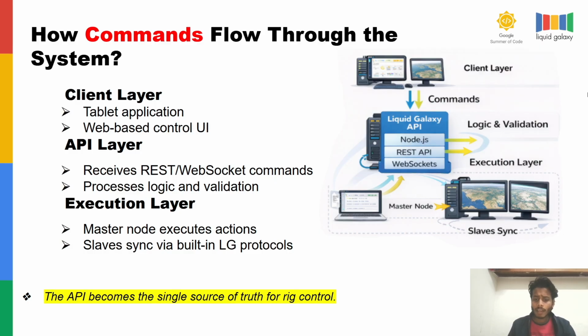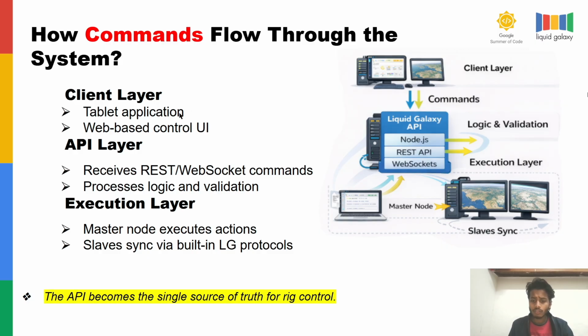So now that we have looked at the technology behind the API, let's see how everything actually works together. This slide shows what happens when a command is sent, step by step. Let's start at the top with the client layer. This can be a tablet application, a web-based control panel, or any custom UI you want to build. From the client's point of view, it's very simple. The user clicks a button or just selects an action. That action becomes a command.